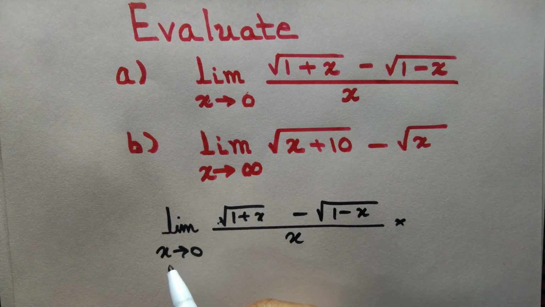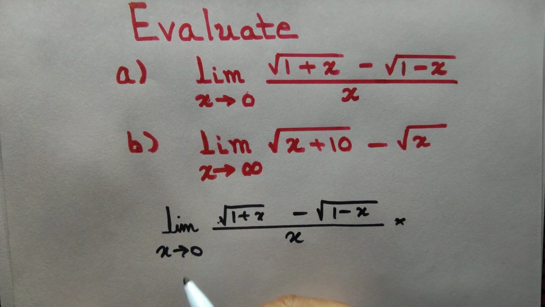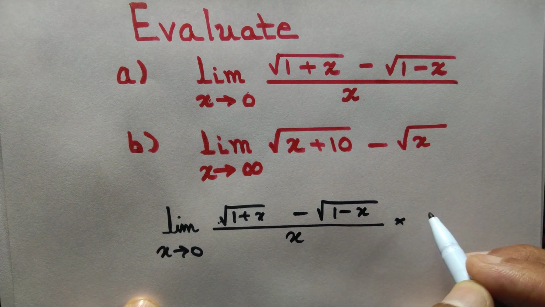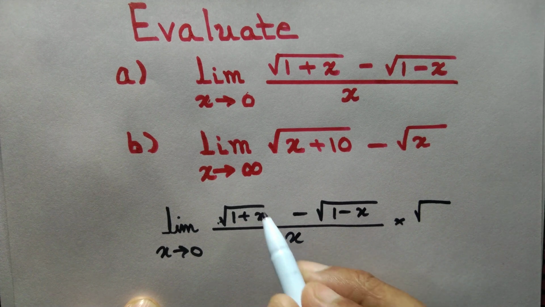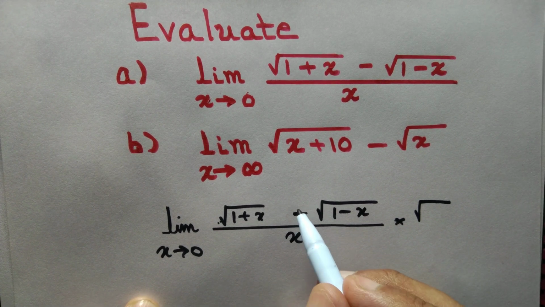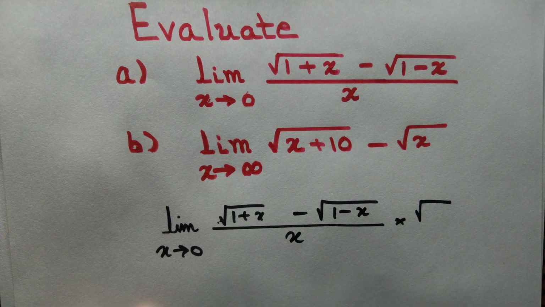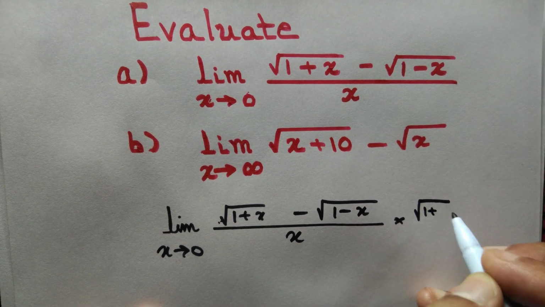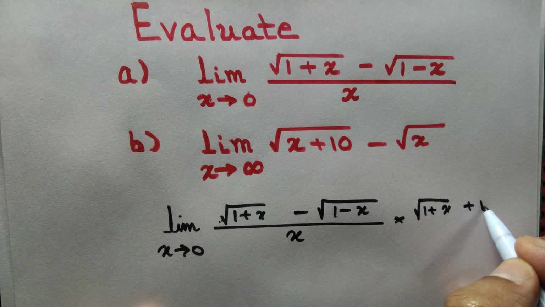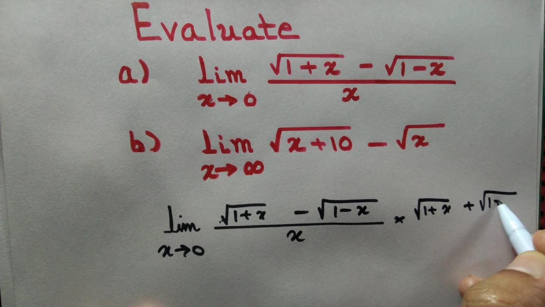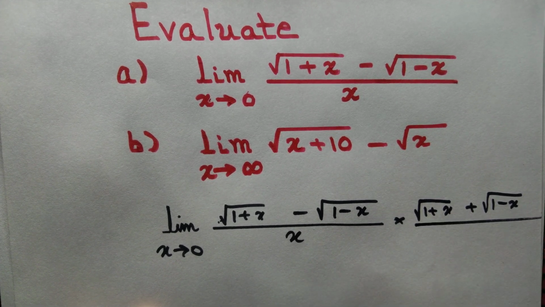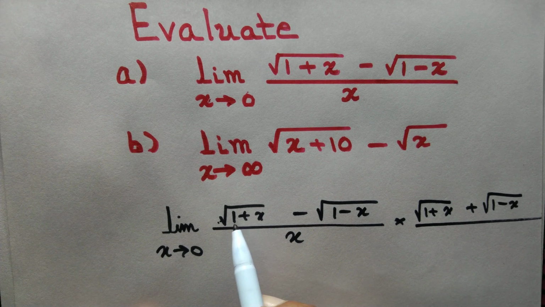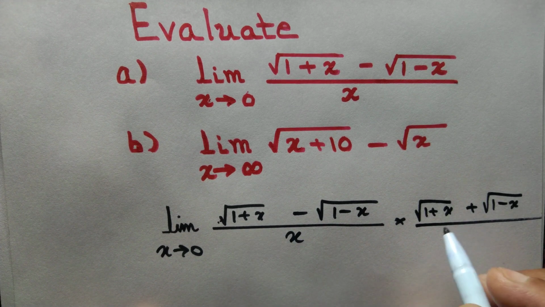First of all, when we say limit x tends to 0, we are not saying that x is exactly equal to 0. So let's somehow be able to cancel the numerator and denominator when x is not equal to 0. In order to do that, we multiply numerator and denominator by root over 1 plus x plus root over 1 minus x. That means we are multiplying by, let's say, the conjugate of this quantity.